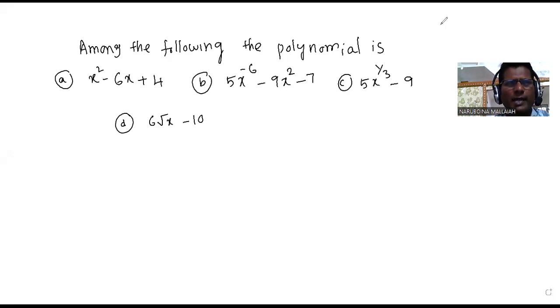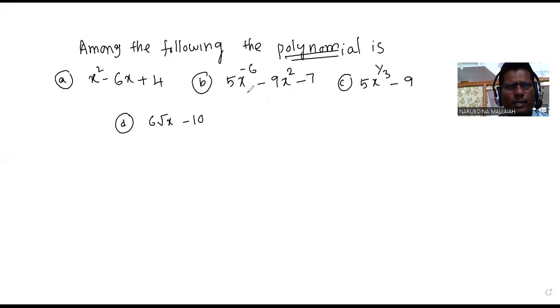First question: among the following, the polynomial is. We have to select one polynomial from the given options. Option A: x square minus 6x plus 4. Option B: 5x to the power of minus 6 minus 9x square minus 7, 5x. Option C: x to the power of 1 by 3 minus 9, and option D is 6 root x minus 10. So here the definition of a polynomial is needed.